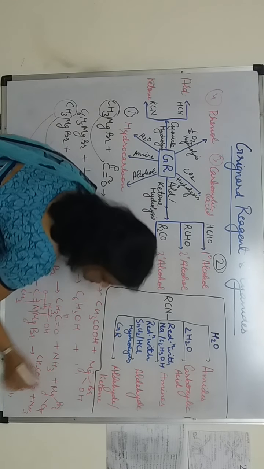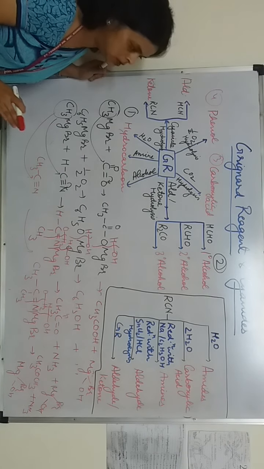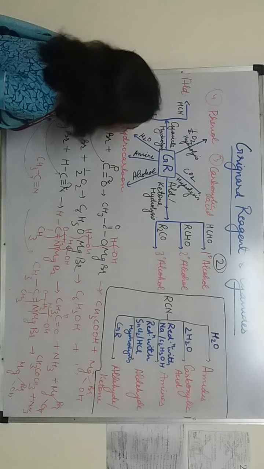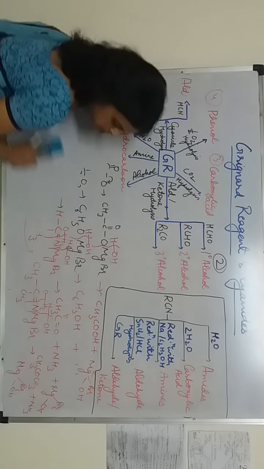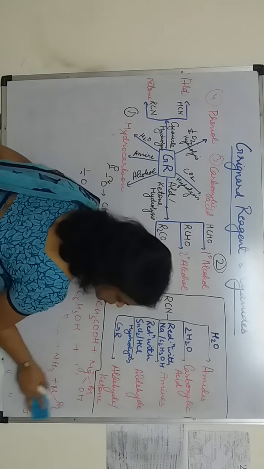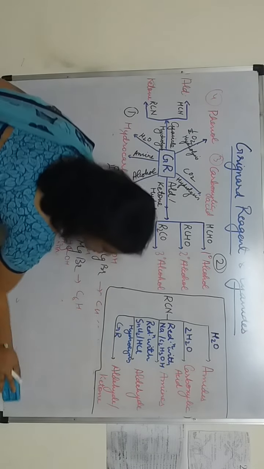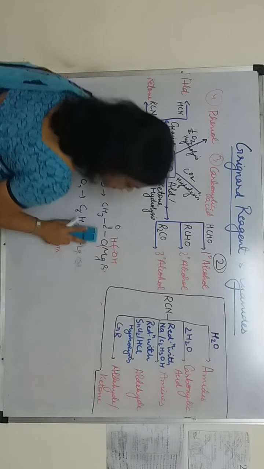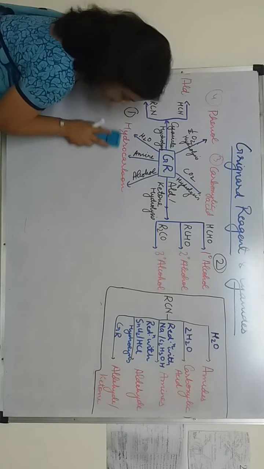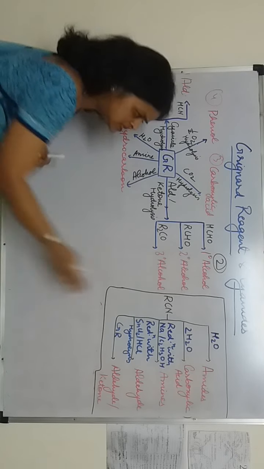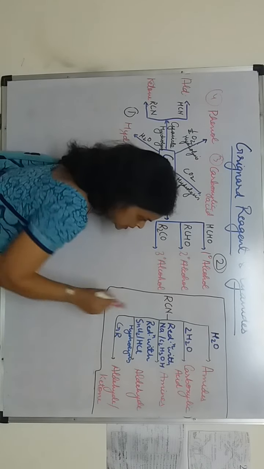So in this way, students, Grignard reagent is a very important compound. It can be used for the conversions. In the same way, the cyanides are also very important. The cyanides undergo hydrolysis as well as reduction. First understand this flow chart, then we will do the reactions.